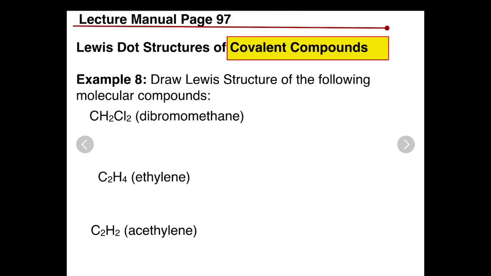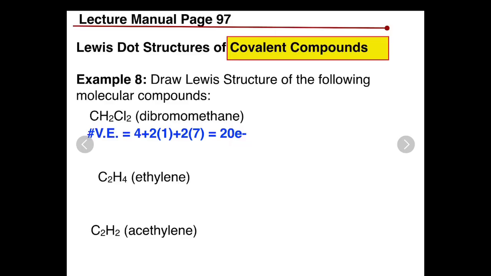Next, let's take a look at a little bit more complex structures, such as dibromomethane, and also ethylene and acetylene. So how can we draw a Lewis structure that contains several atoms like this? The first step is to make sure that you count the number of valence electrons. The number of valence electrons of dibromomethane would come from carbon, 4, we have 2 hydrogen, each is 1, and we have 2 chlorine, each 7, so the total comes out equal to 20 electrons.